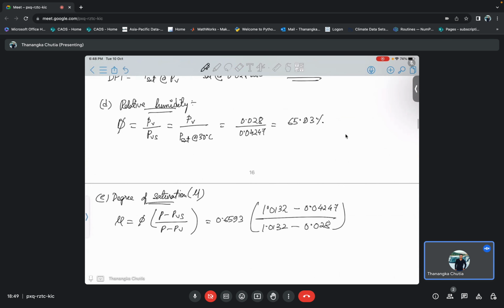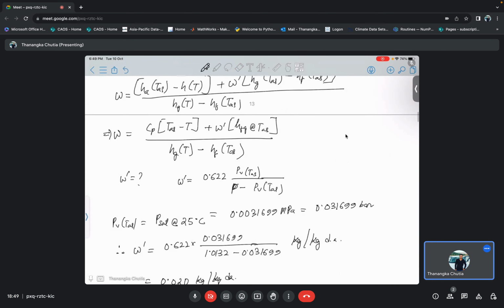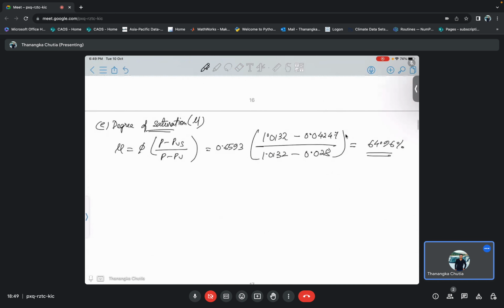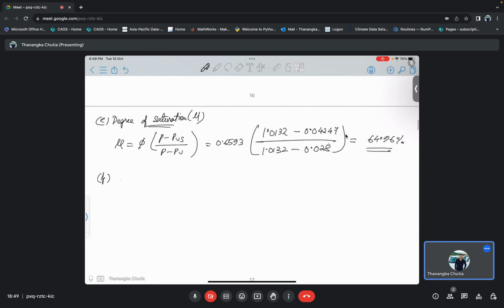Okay, so if you put all these values, you'll get the answer as 64.96%. Okay, next you have to calculate the density of air in the mixture. Okay, so that means rho A.